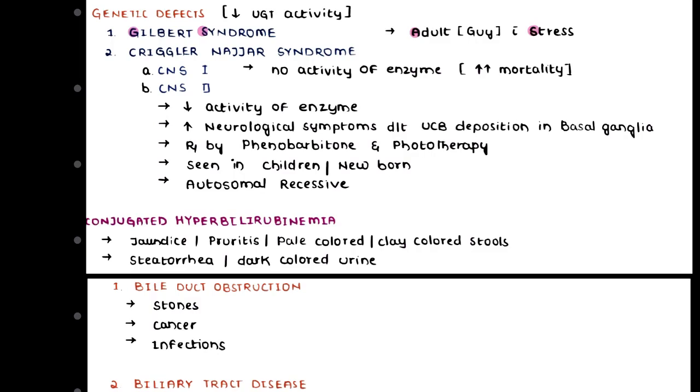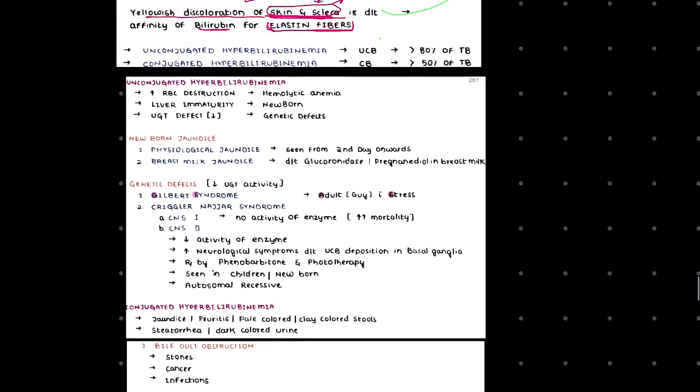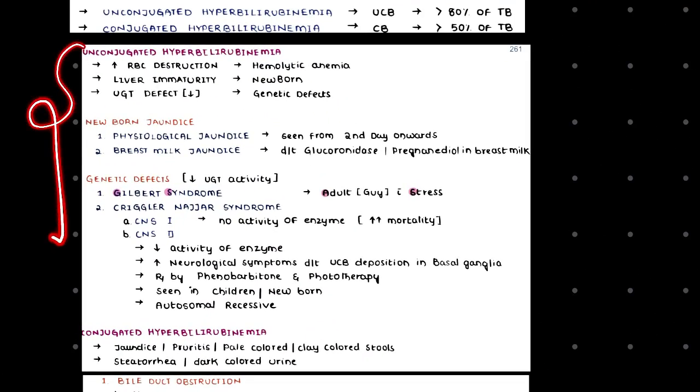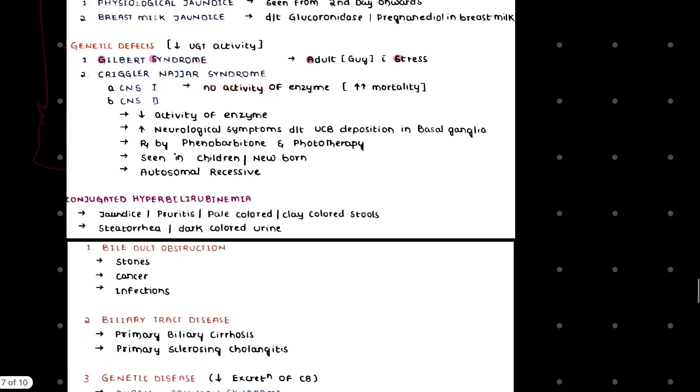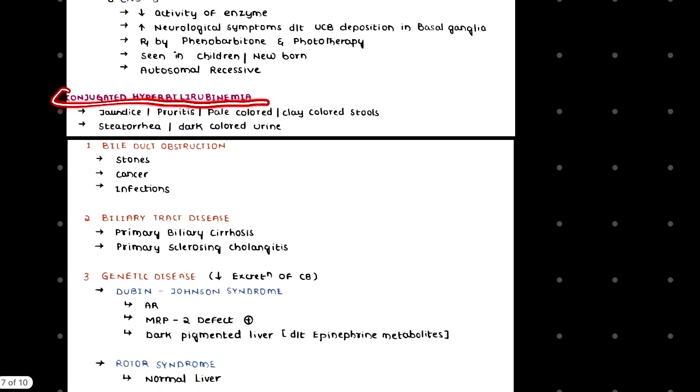Now, till now we have discussed unconjugated hyperbilirubinemia, the genetic defects Gilbert syndrome and Crigler-Najjar syndrome. Moving further, we have conjugated hyperbilirubinemia. What is this conjugated hyperbilirubinemia? It is because of a defect in the passage of conjugated bilirubin.